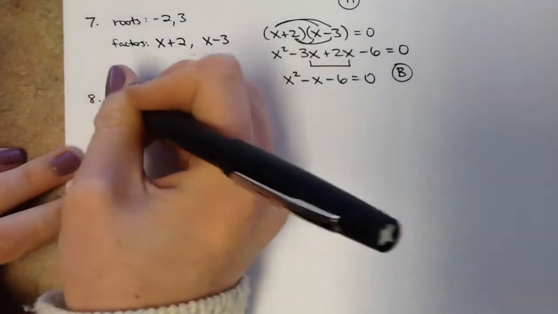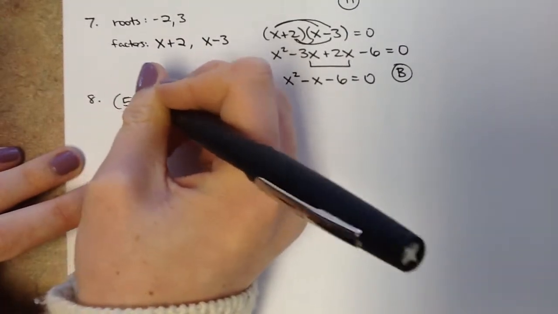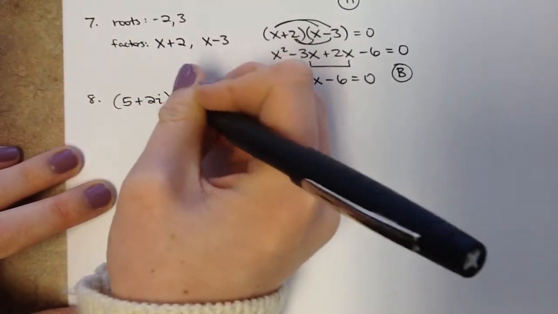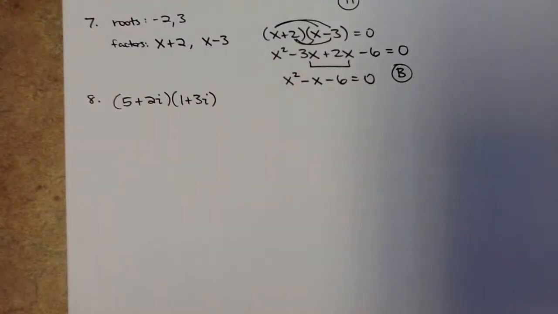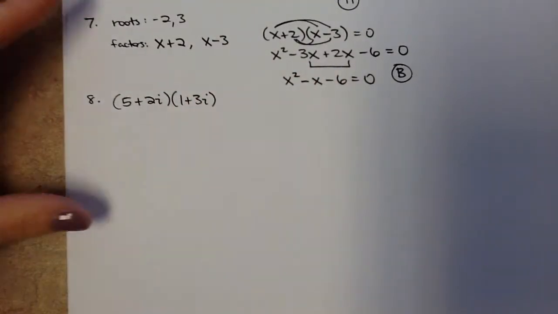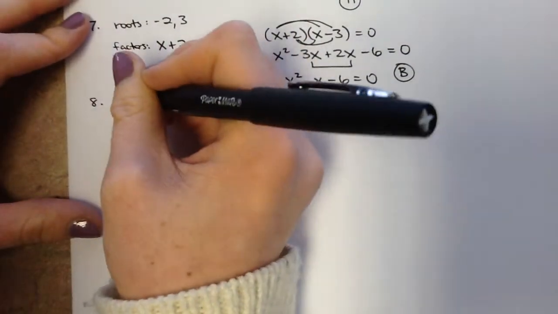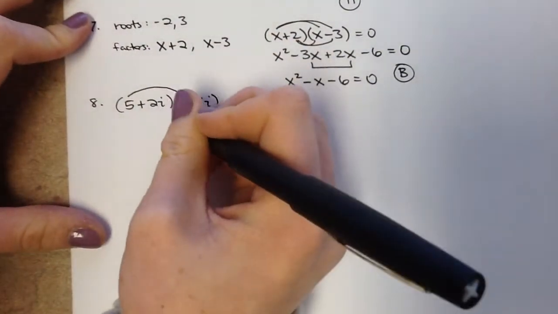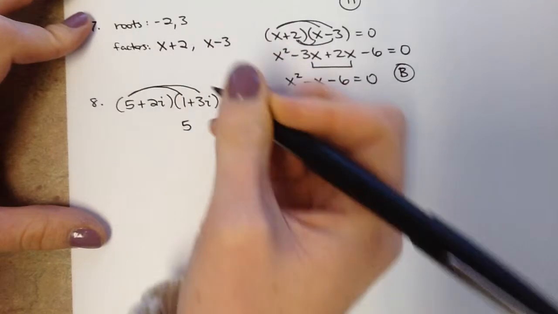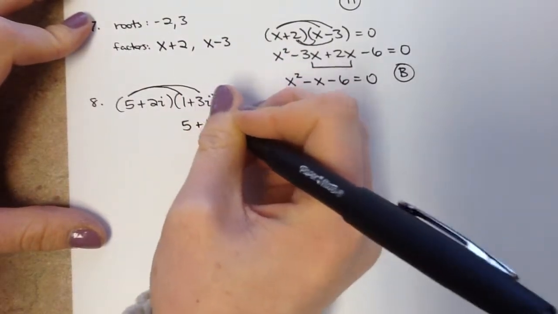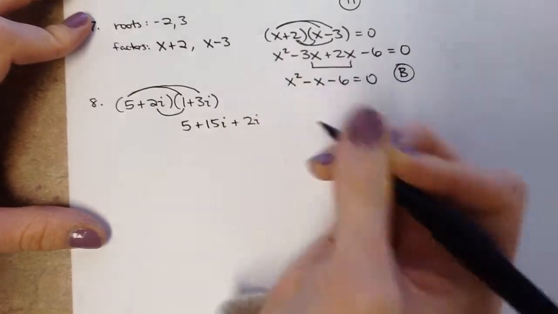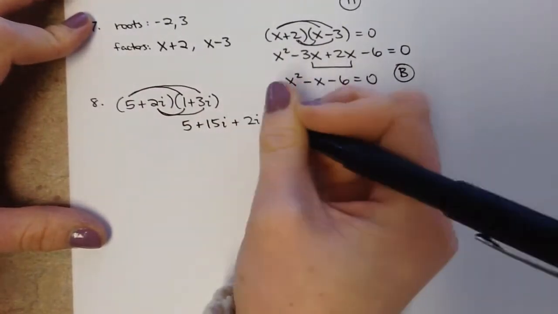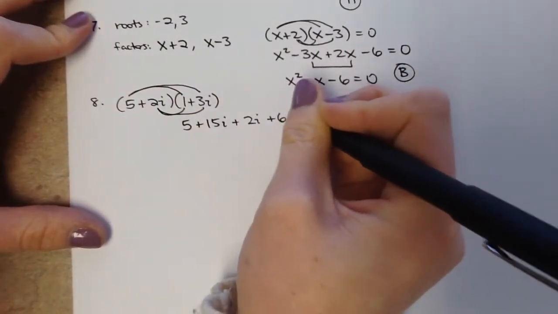Okay, simplify. Foiling some complex numbers here. We're going to multiply these out, just like the FOILing that we did right here. So we multiply 5 times 1, and we get 5. 5 times 3i gives us 15i. 2i times 1 gives us 2i. And then 2i times 3i gives us 6 i squared.